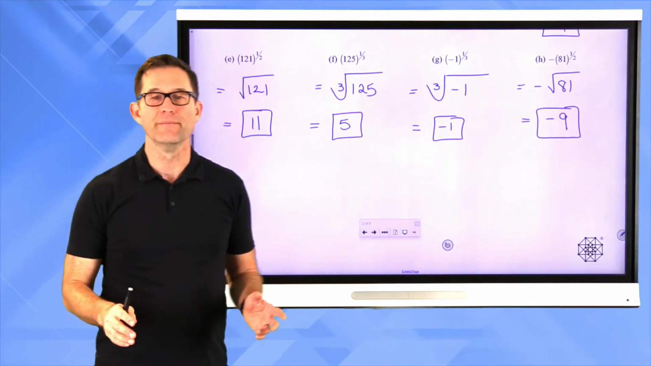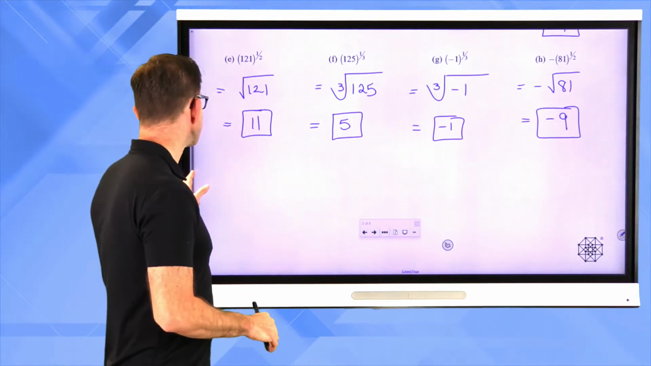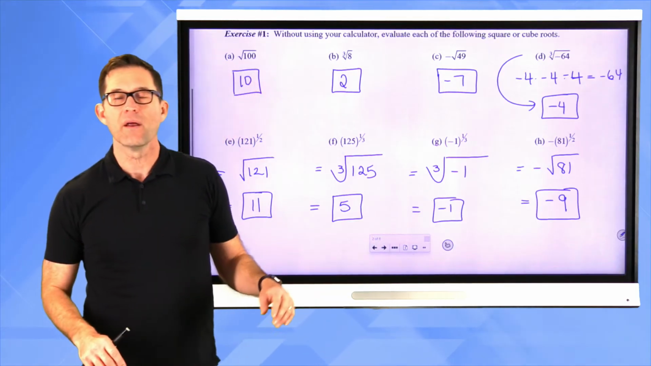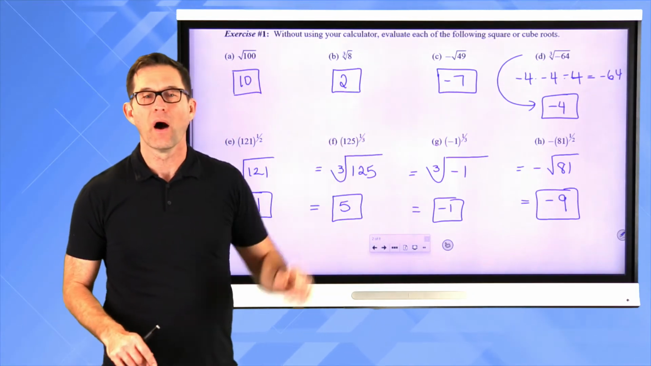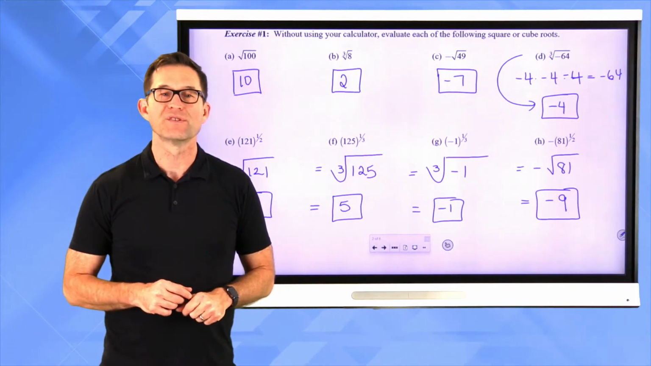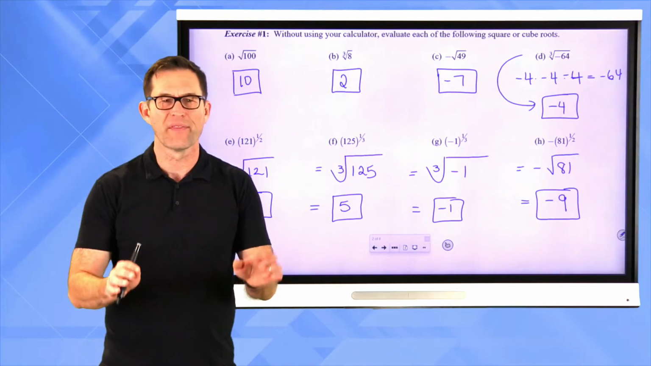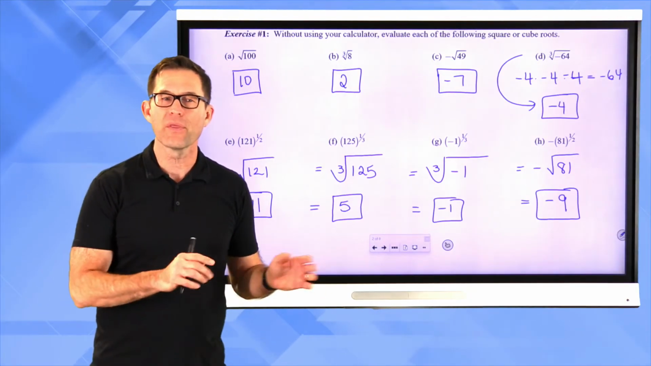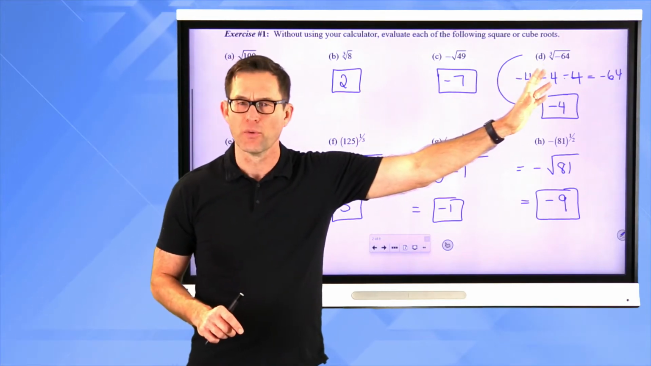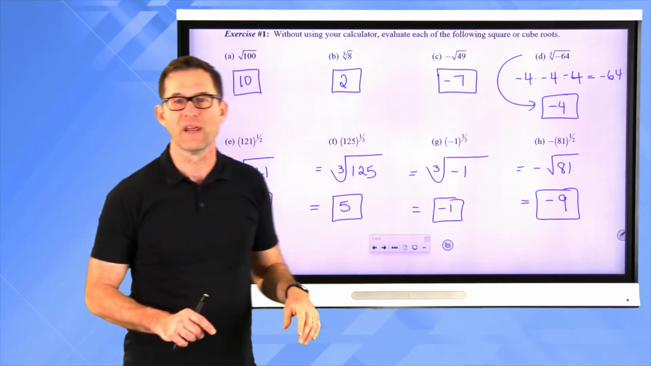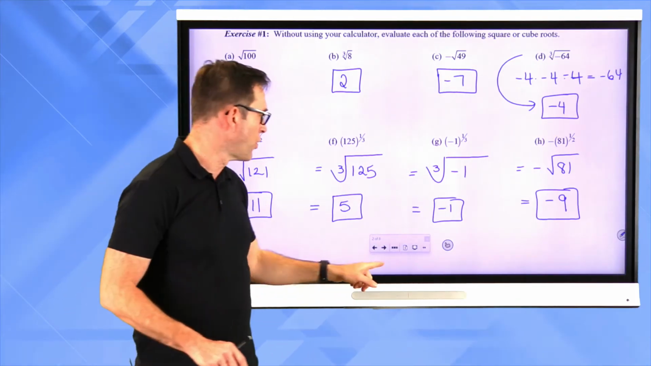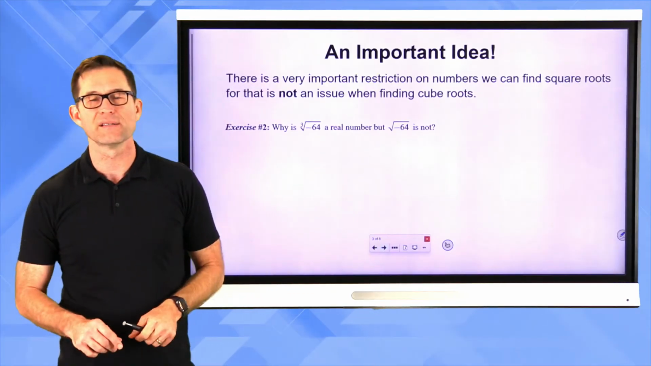All right, great. Now, one thing that you may have noticed about all of these, and we're going to address this in the next problem, is that anytime I had a square root, I always had a positive number under the square root, what's known as the radicand. Don't worry about that terminology. But the number under the square root was always positive, but that wasn't always the case with cubed roots. So here, the number under the cubed root was negative, and here, the number underneath the cubed root was negative. So let's explore that just a little bit more in exercise number 2.